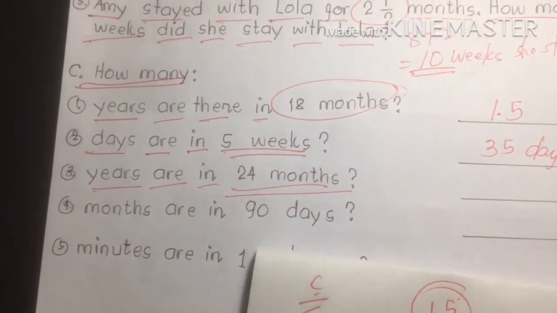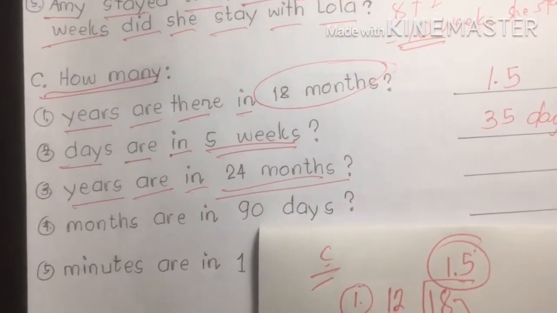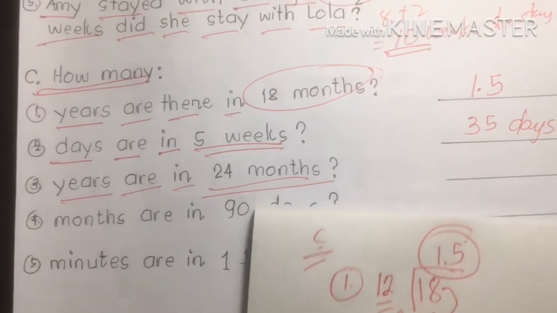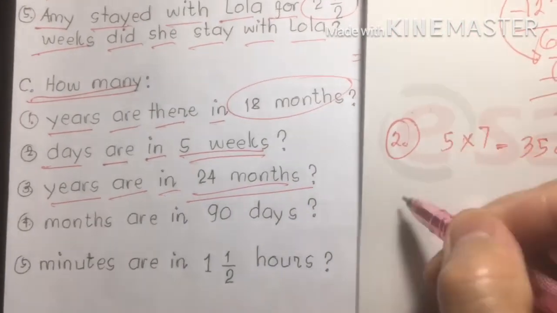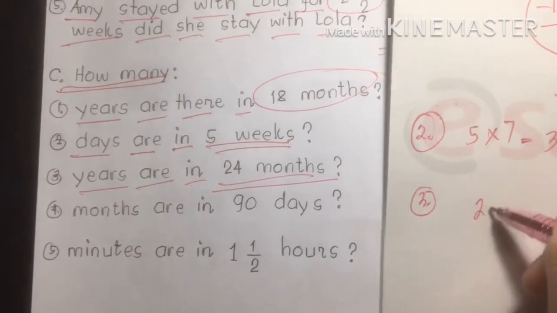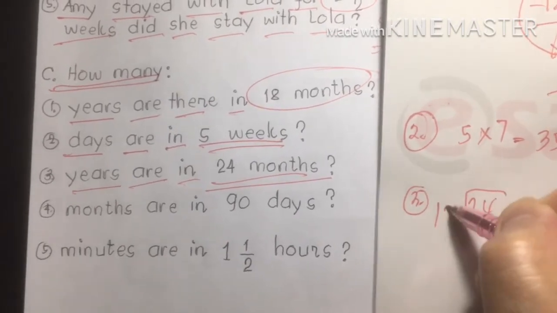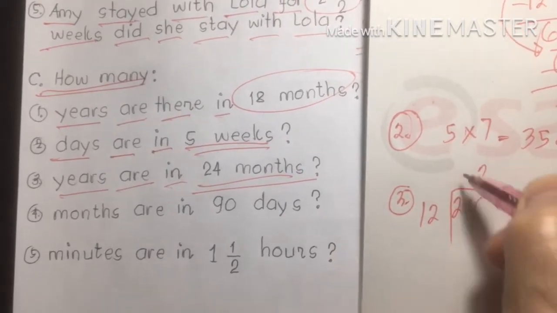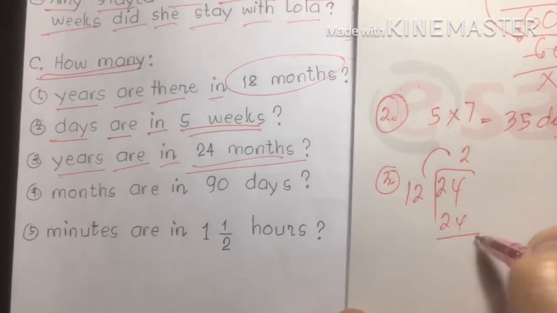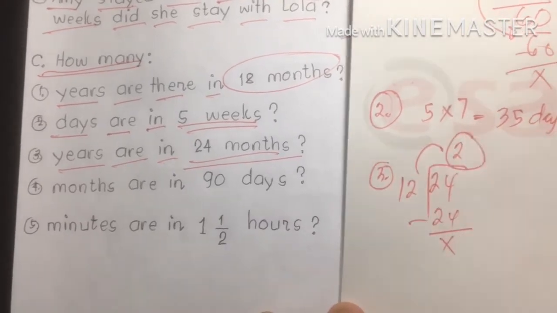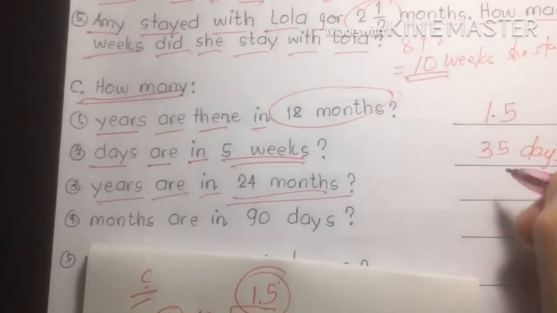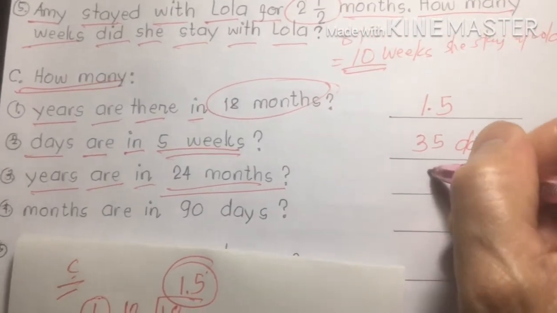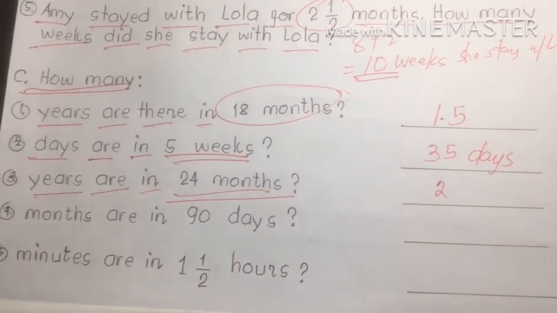3. How many years are in 24 months? So remember, in 12 months we have 1 year. So therefore class, I'm going to show you also how to solve it for number 3. We jot down 24. Divide by 12. So 2 times 12 is 24. So the answer is, how many years are in 24 months? So we have 2 years.